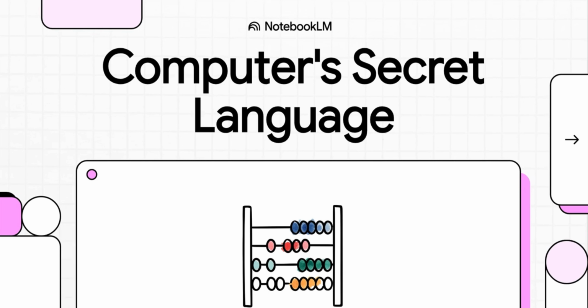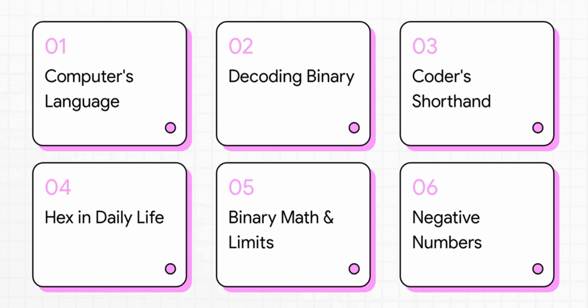You know, every single time you send an email, watch a video, or even just wiggle your mouse across the screen, you're tapping into a system that's built on a language of, well, incredible simplicity. It's a language that uses just 2 digits to create our entire digital reality. Today, we're going to pull back that curtain and actually learn to speak it. All right, let's get into it.